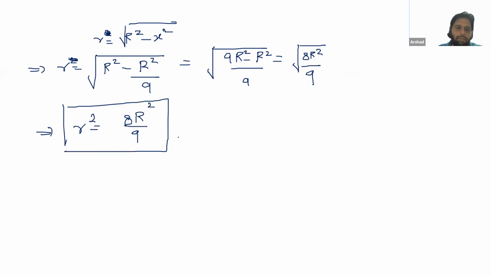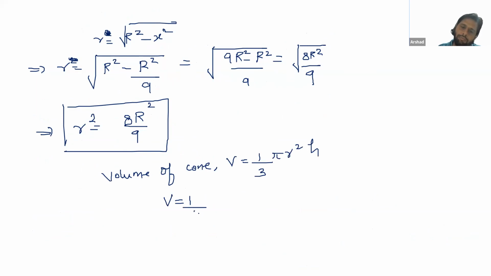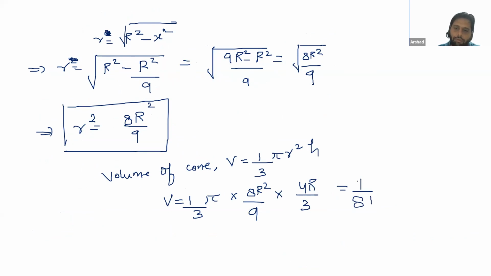Now, what is the volume of the cone? Volume of cone is equal to 1 by 3 pi r square h. So V is equal to 1 by 3 pi into 8r square by 9 into h, where h is 4r by 3. So what will we get here? 32 by 81 pi r cube.